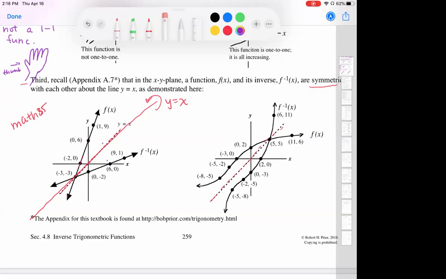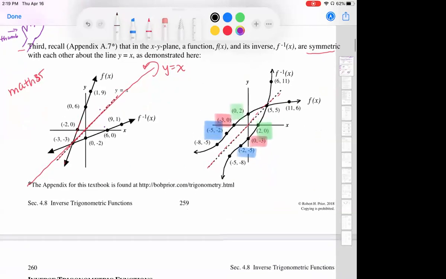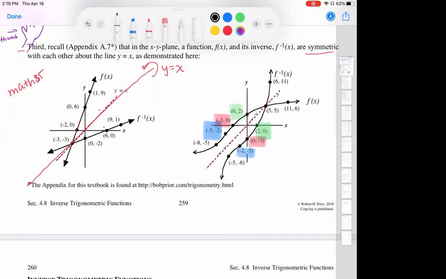Now, a cool feature about this is notice these points. They switch. So notice how here we have 0, 2. Here I have 2, 0. Here I have -3, 0. Here I have 0, -3. -5, -2. If you flip them, you get 2, -5. So we can see that in the inverse and the parent function, your coordinate points switch. So they switch going from your parent to the inverse.